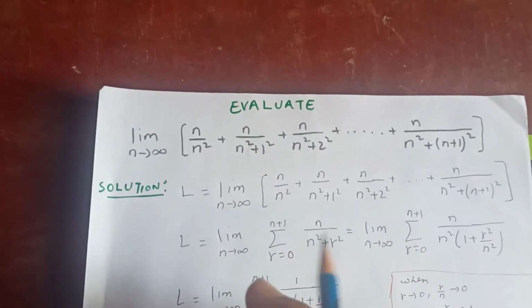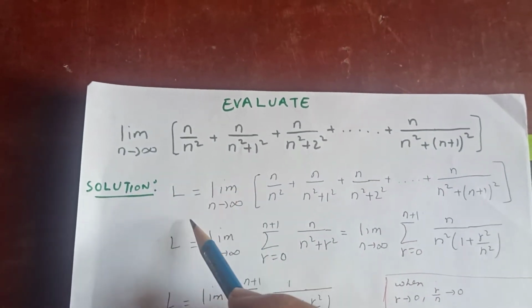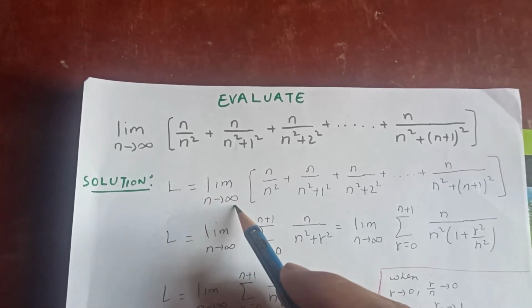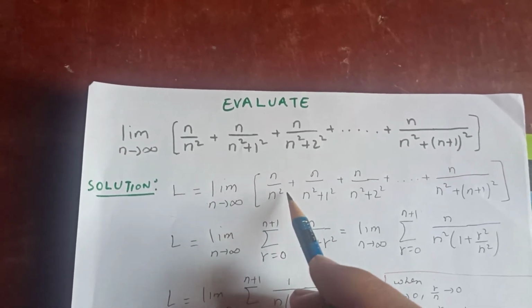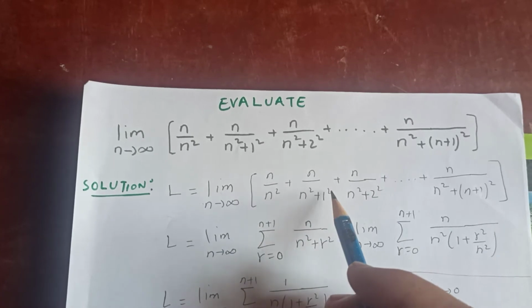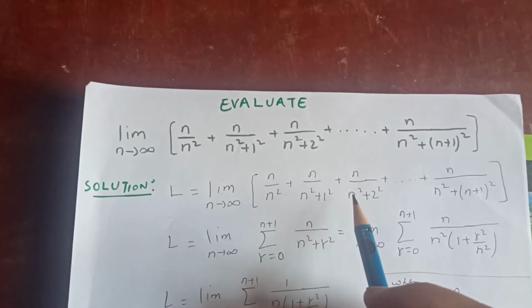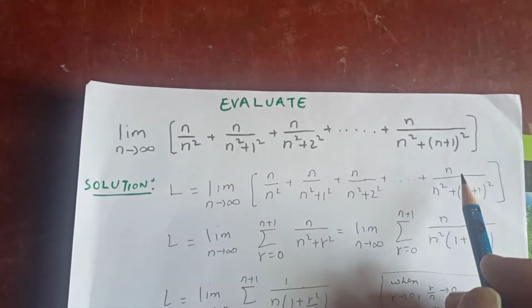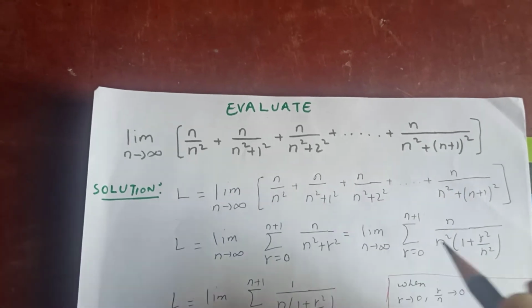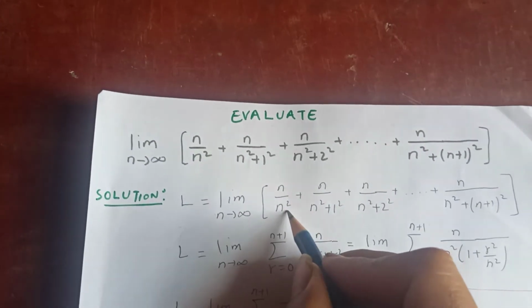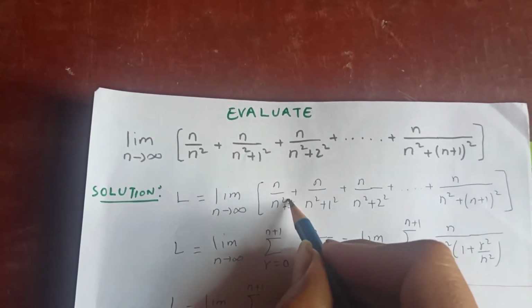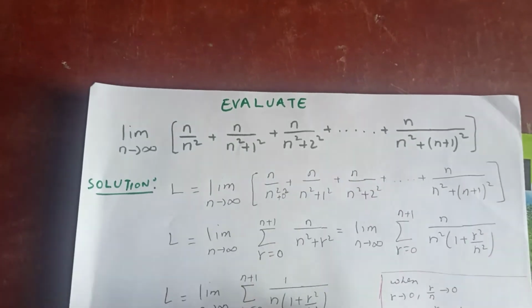Now our solution, let me call our limit L. L equals the limit as n tends to infinity of n over (n square plus 0 square), plus n over (n square plus 1 square), plus n over (n square plus 2 square), and so on, plus n over (n square plus (n plus 1) square). The first term I can write as n square plus 0 square also.